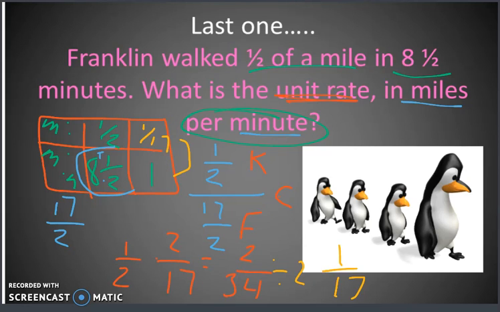So when you do the worksheet today for homework or independent work, go back to these problems to help you on that assignment.